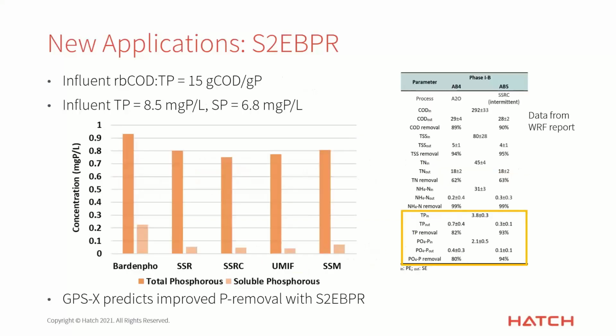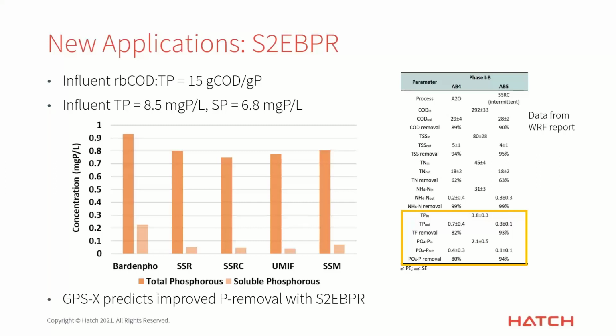Okay. So on this slide, we have the results of the analysis that I ran. Basically what I did was I ran steady state simulations using the 4 layouts that I just showed, as well as just an unaltered Bardenpho process layout. Each simulation had the same influent conditions, so an influent total phosphorus of 8.5 milligrams per liter and a soluble or orthophosphate of 6.8 milligrams of phosphorus per liter, as well as the same influent readily biodegradable COD to total phosphorus ratio of 15 grams of COD per gram of phosphorus.